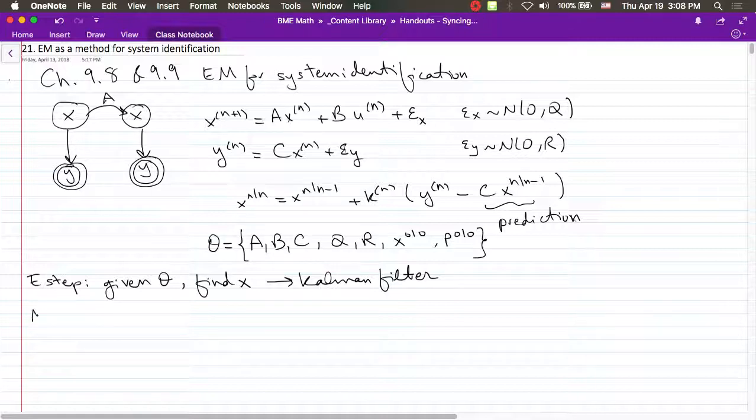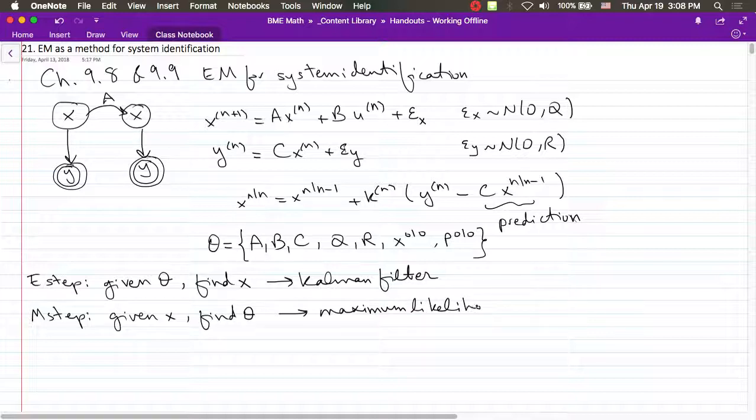The M step is: given x, find theta. I'm going to use its maximum likelihood. And so when we have a maximum likelihood problem, we always have to describe, well, what do you mean by the likelihood? What is the likelihood that you're trying to maximize?